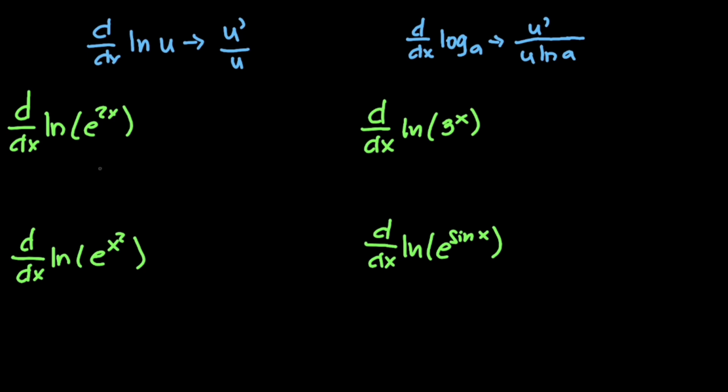Now, let's take the derivative of natural log of e raised to the power of 2x. Take the derivative of e raised to the power of 2x first, which will be e raised to the power of 2x multiplied by the derivative of 2x here, which is 2, over e raised to the power of 2x. These two will cancel each other out, so your final answer here would be 2.